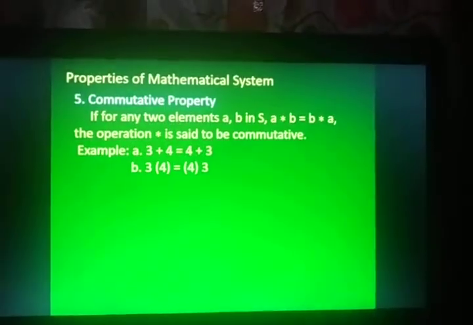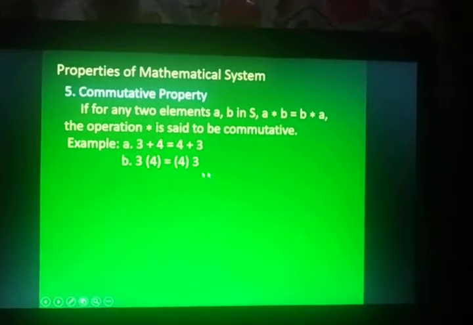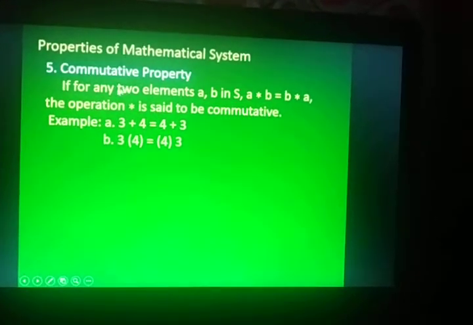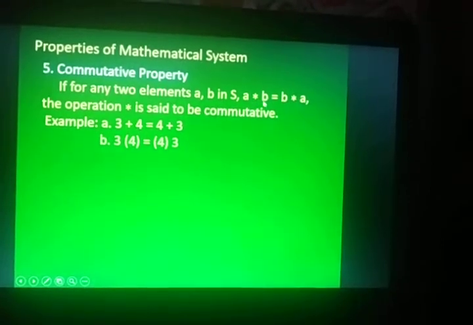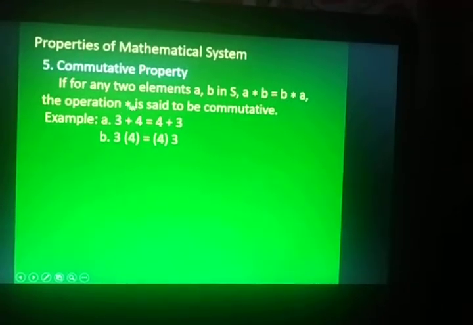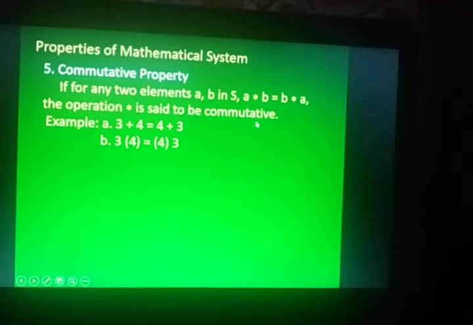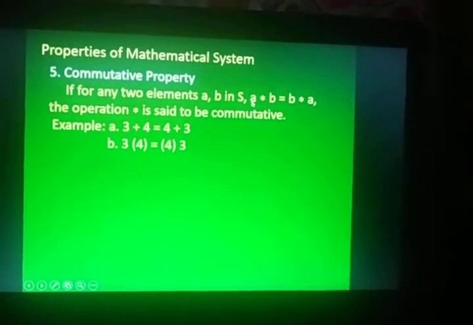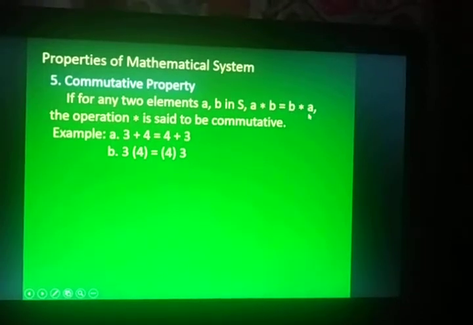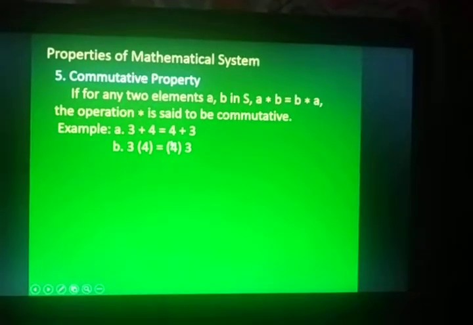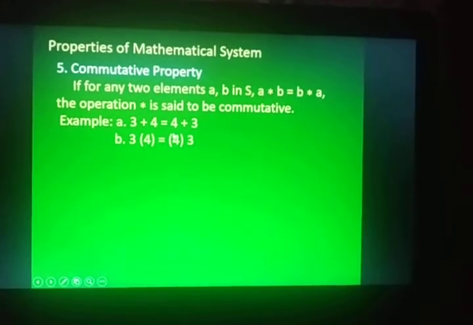Okay, number 5, property, that's commutative property. If for any 2 elements A, B in S, A times B equals B times A, the operation multiplication is said to be commutative. Class, in short, this is switching places. A times B, if you switch it, B times A, the answer is still the same. Again, the commutative property applies to addition and multiplication.